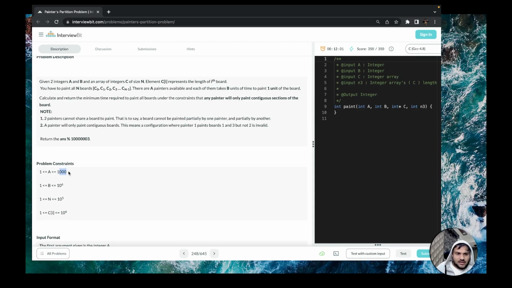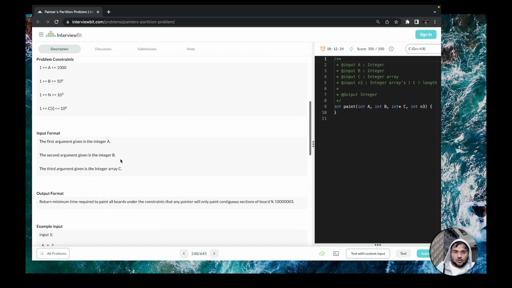The length of the array A can be 10^3. The value B can be 10^6. N can be 10^5. And every individual, sorry, N is the length of the array, so the length of the array can be 10^5. Every individual board height can be 10^6. Total number of painters that you can have is 1000. And for painting 1 unit of time, the time taken by each painter can be as big as 10 raised to the power 6.